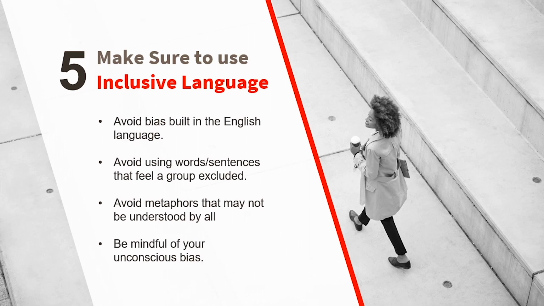Another point to take into consideration here is the use of metaphors or common sayings that may not be understood by all. Saying things such as red herring, apple of my eye, melting pot, couch potato, etc. can be very confusing for someone who does not come from an American culture. Be aware of your unconscious bias, as it can come through in what you say.